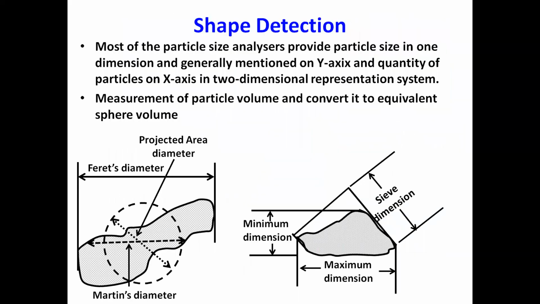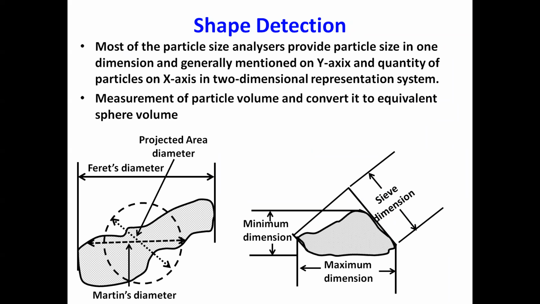Now shape detection. How will you detect the shape? What is the exact shape of that particle? Most particle size analyzers provide particle size in one dimension, generally mentioned on the y-axis, and quantify the particles on the x-axis in a two-dimensional representation system. And that can be reversed also. Measurement of particle volume and converting it into equivalent sphere volume is also possible.